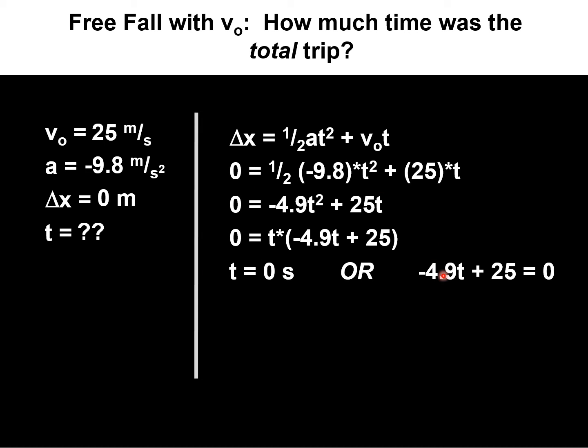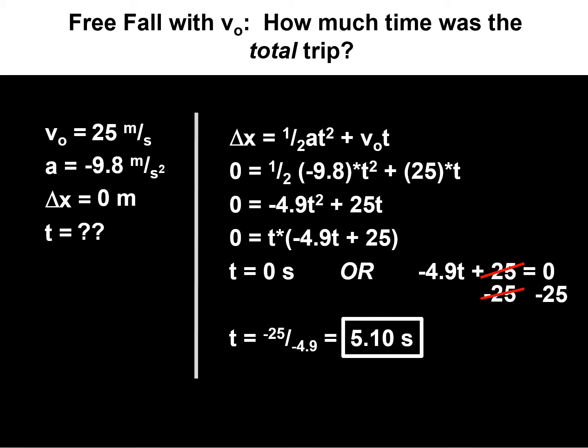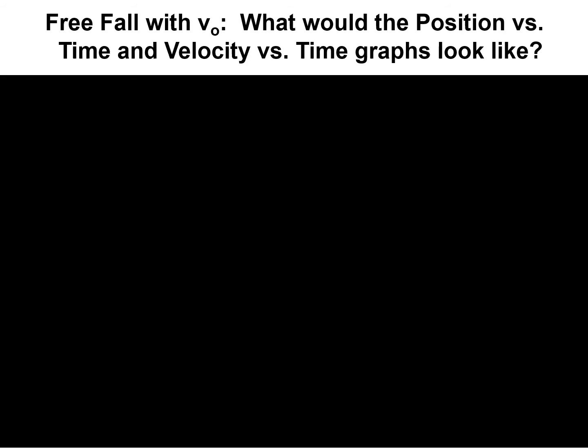We're considering the other side of the parabola. We're getting negative 4.9 t plus 25. So we're going to subtract 25 from both sides. Then we're going to divide by negative 4.9, and we get a total time of 5.1 seconds. Now hopefully that makes sense, because from the top to come down it was 2.55 seconds. So the entire trip should be twice as much, which is 5.1 seconds.